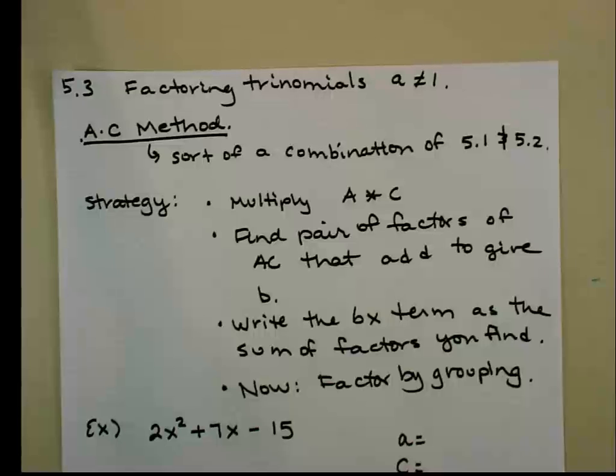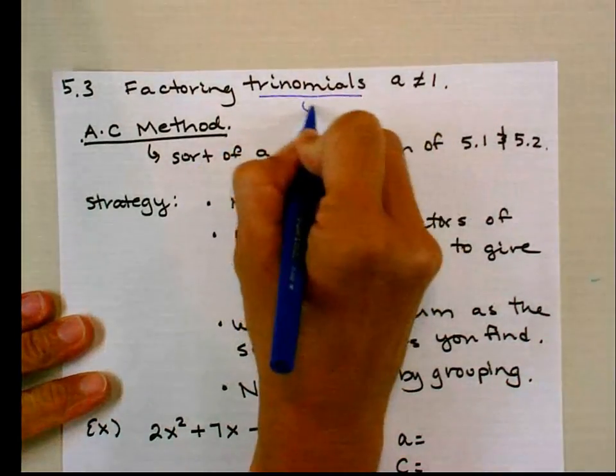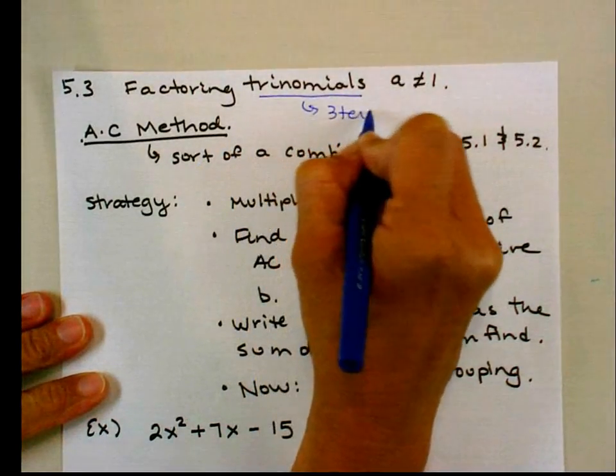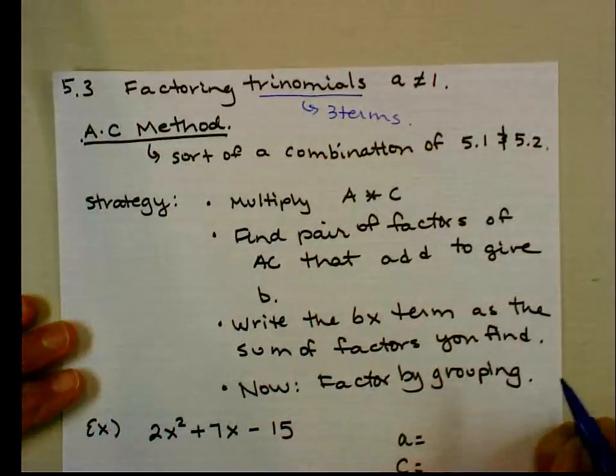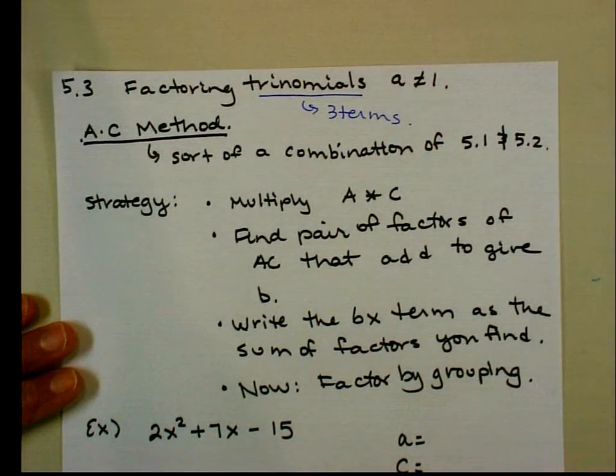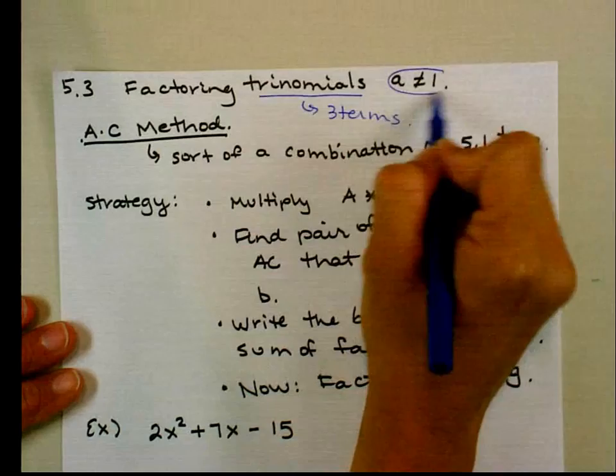And the type of factoring we're going to do today is factoring trinomials. So first off, what is a trinomial? Exactly 3 terms. Okay. And we're going to use a method called the AC method. And this is what we're going to do when A is not equal to 1.